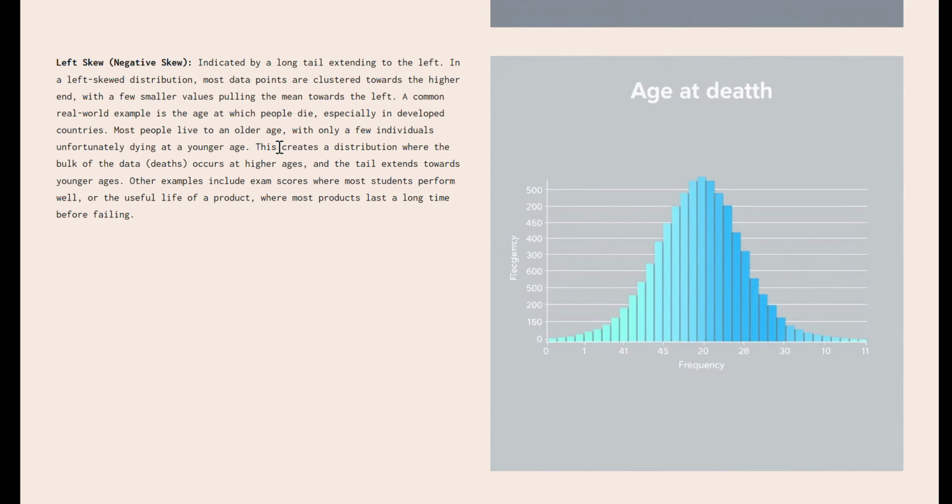Now we'll discuss left skewness, that is negative skewness. It is indicated by a long tail extending towards the left, and the data points are concentrated at the right of the graph, with the fewer smaller values pulling towards the left. A common real world example is the age at which people die. Especially in developed countries, most people live to an older age, with a few individuals unfortunately dying at a younger age.